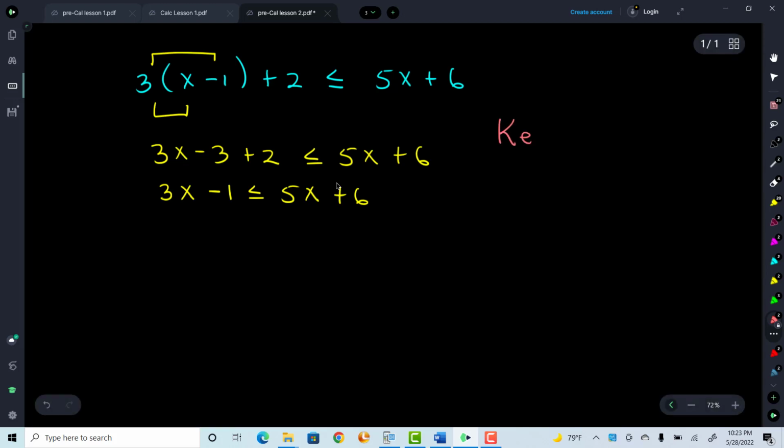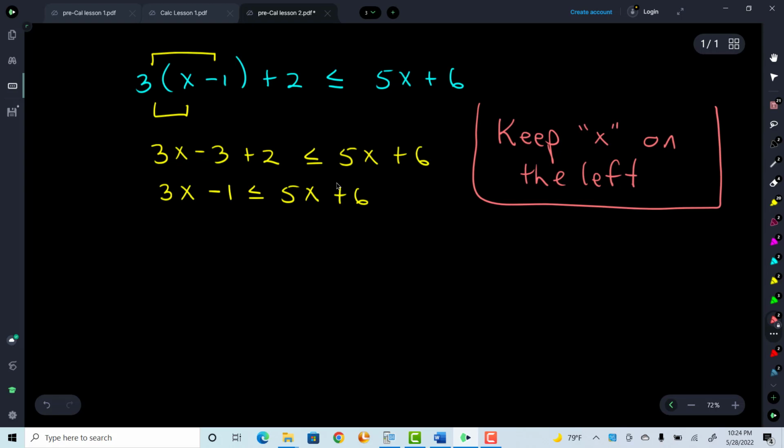I'm going to write it out here. Keep the x on the left. I know some of you are in the habit of not doing that, and you're going to say, but it works for me. I don't care. I want it on the left side, okay? All right, so that means I'm going to subtract 5x from both sides, and that's going to make this negative, but that's okay. We'll deal with that.